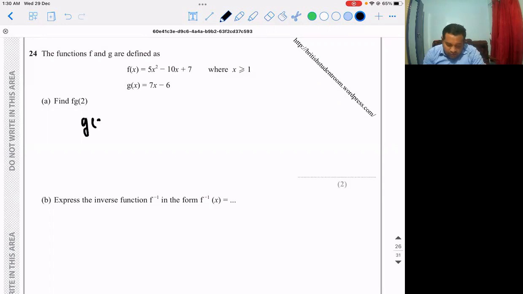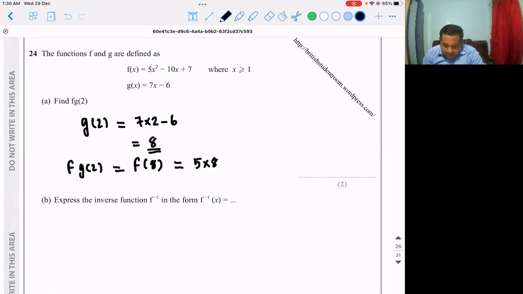So first of all, we will evaluate what is g of 2. In place of x in g of x, we have to replace it as 2. So 7 times 2 minus 6, that is 8. Then that value we have to substitute. F of g of 2 means it is indirectly asking what is f of 8. That is 5 times 8 squared minus 10 times 8 plus 7. So that is 64 multiplied by 5 minus 80 plus 7.